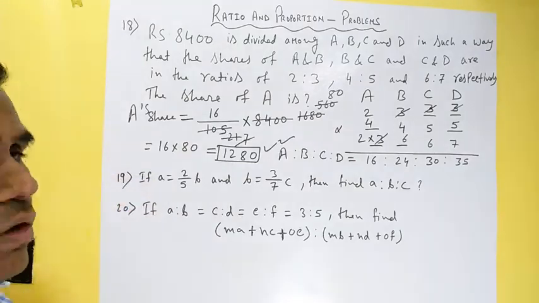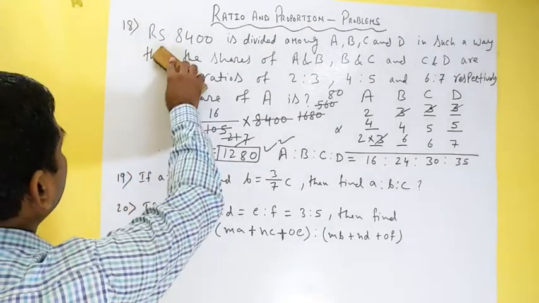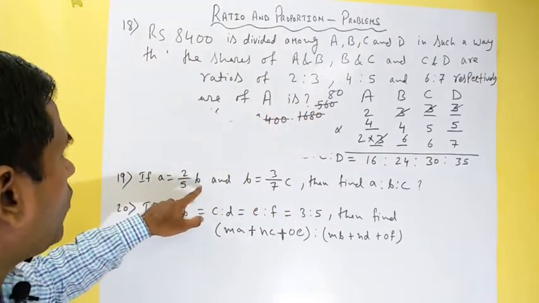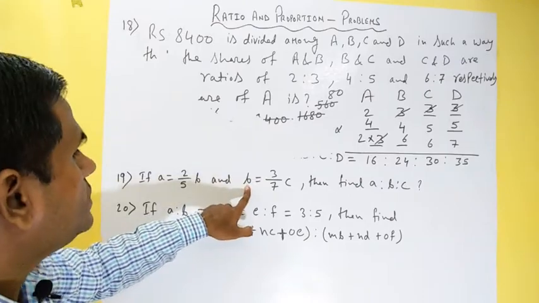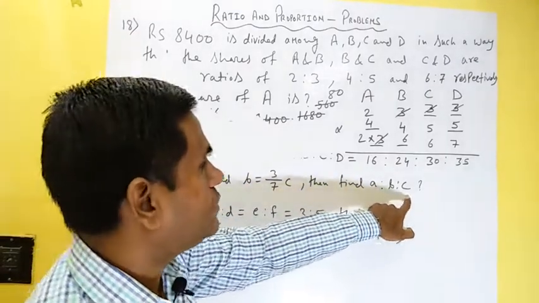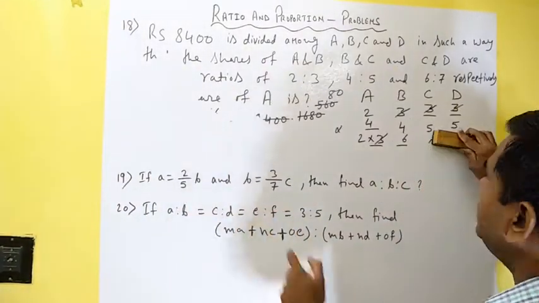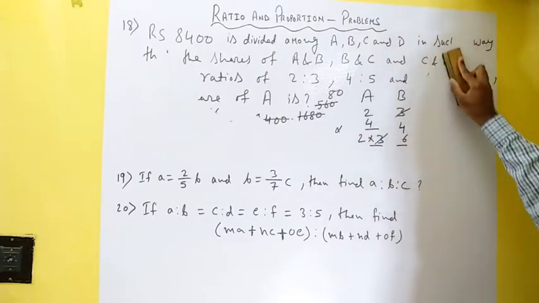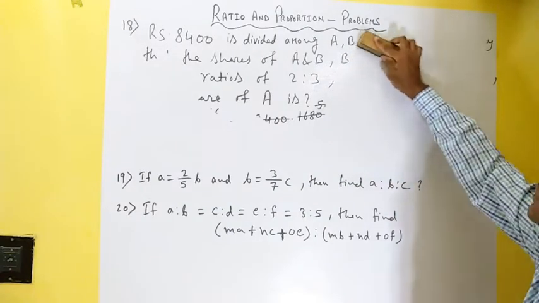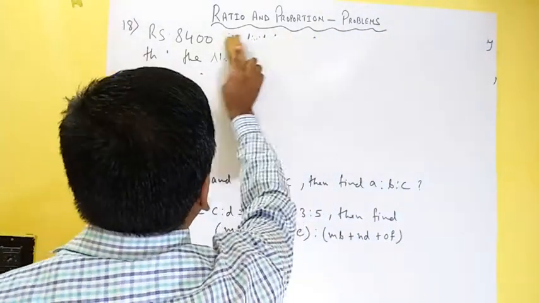Now let us solve question number 19. In question number 19, if you see, it says A is equal to 2 upon 5B and B is equal to 3 upon 7C. Then find A is to B is to C. So that means we have A and B values given, and we have to find the ratio of A is to B is to C. So how to find? This question is also very easy, friends.